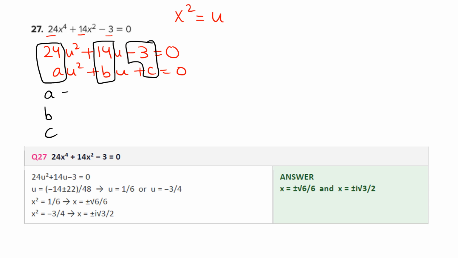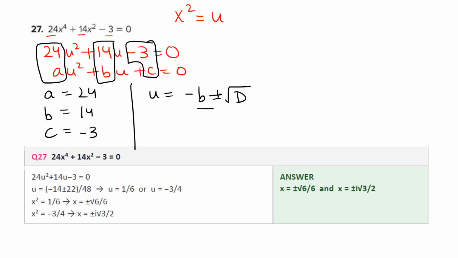Be careful of the sign, don't make a silly mistake, otherwise the answer will become wrong. Now if you want, you can use your calculator to use the shortcut. So u will be minus b plus minus square root of d over 2a. This is the formula. Before we do this, let's find the discriminant. Discriminant is b square minus 4ac.